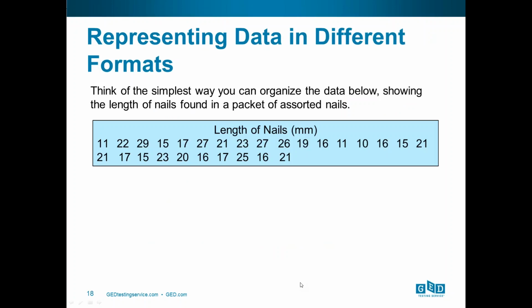Okay, so let's see, why don't we give it a try? Let's see what this group thinks. We've got this package of nails, and it looks like they're all different lengths. I want to know, what would be the simplest way you could go about organizing all of that data? What do you think, Susan?